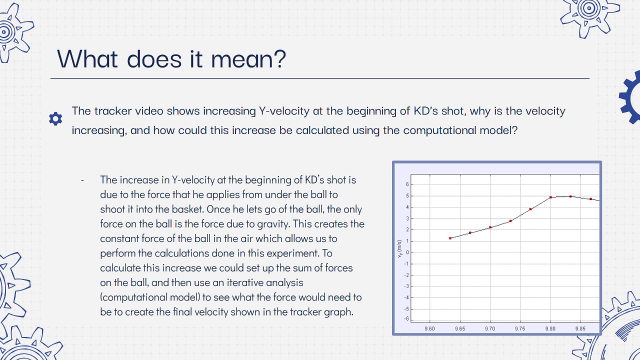To calculate this increase, we could set up a sum of forces on the ball, then use an iterative analysis using the computational model to see what the force would need to be to create the final velocity showed in the tracker graph, which, as you can see at that peak, is basically 5 meters per second.